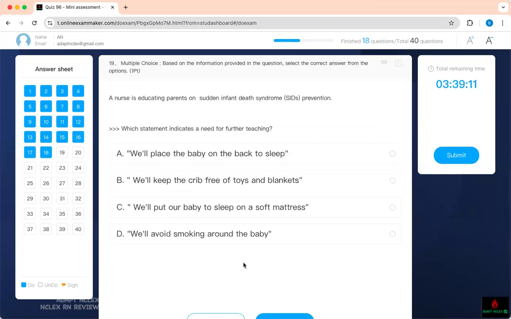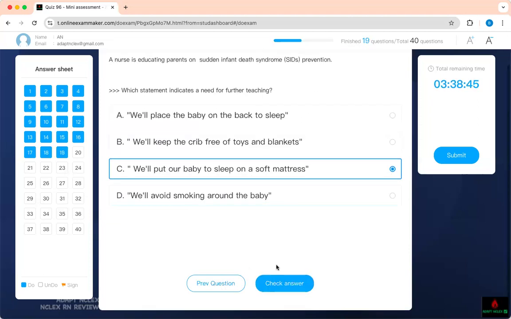Which statement indicates a need for further teaching? A nurse is educating parents on sudden infant death syndrome. Which of these indicates further teaching? We will place the baby on the back. Back is good, not front. We will keep the crib free of toys. This will prevent choking. We will put our baby on the soft, no, hard mattress. We will avoid smoking around the baby. Excellent. So hard mattress.